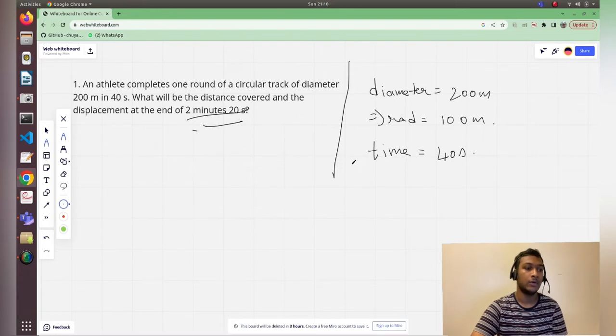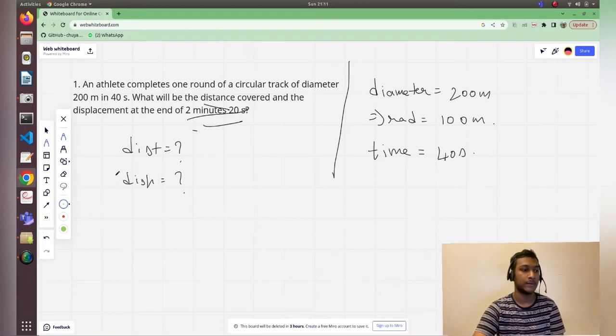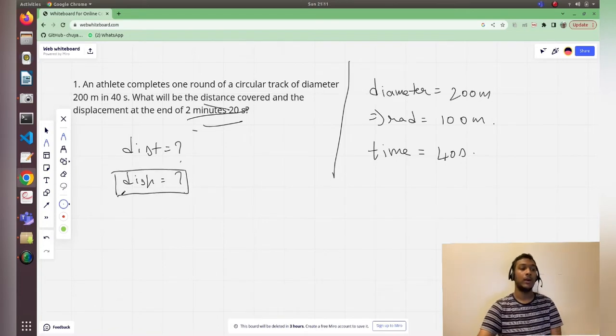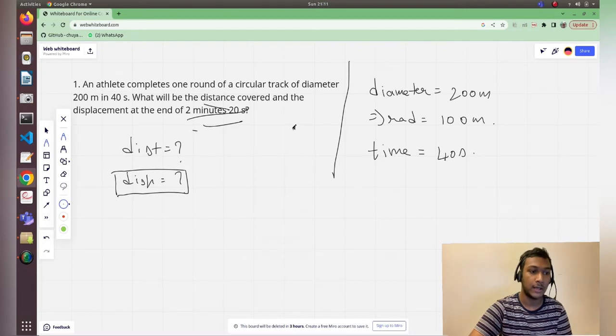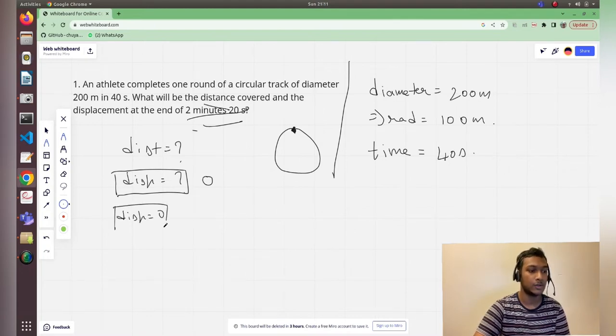Okay. So what do you need to calculate? The distance and the displacement. Right. First, let us do the displacement part because that is easier. The person starts here, completes a circle and comes back to the same point. So what is the shortest distance between his initial point and the final point? It is 0 because he's coming back to the same point. So therefore the displacement will be 0, right? So displacement is equal to 0. This part is solved. Now let's solve the distance part.